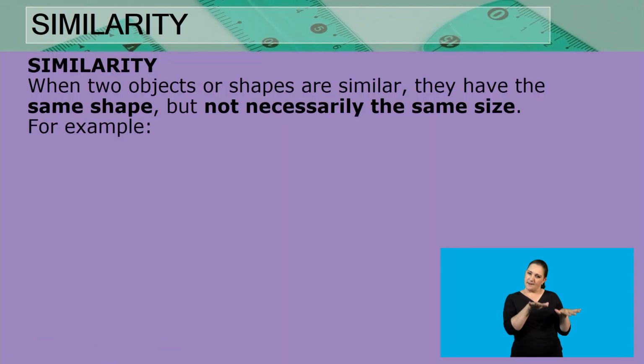So now we are going to be moving into the first part of our concept map, and that is similarity. Let's start by defining similarity. When two objects or shapes are similar, they have the same shape, but not necessarily the same size.